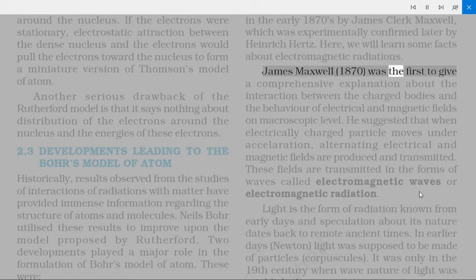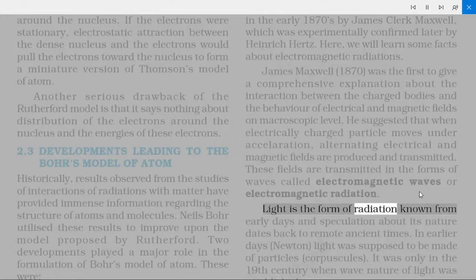In 1870, he was the first to give a comprehensive explanation about the interaction between the charged bodies and the behavior of electrical and magnetic fields on macroscopic level. He suggested that when an electrically charged particle moves under acceleration, alternating electrical and magnetic fields are produced and transmitted. These fields are transmitted in the form of waves called electromagnetic waves or electromagnetic radiation.